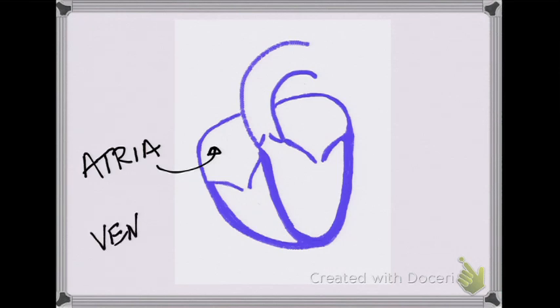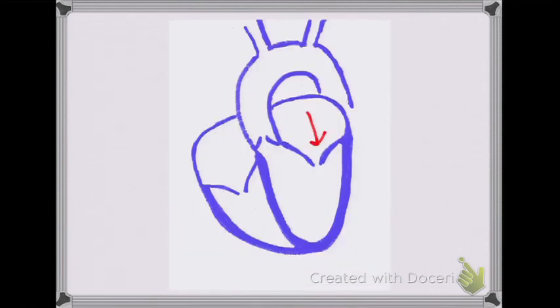And the lower chambers of your heart are called the ventricles, and they're the ones that really pump the blood around your body. So the right ventricle pumps blood to the lungs where it gets oxygen, and the left ventricle is the main pumping chamber of your heart that pumps blood to the rest of your body.